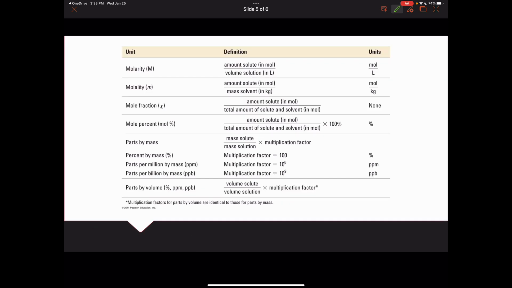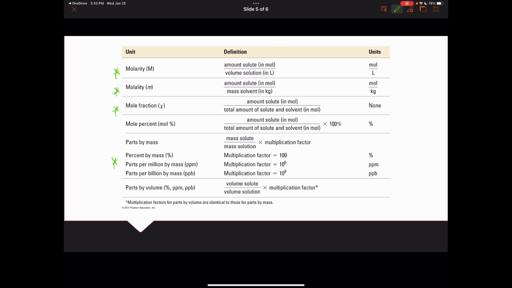So here on this slide, we've got a chart that summarizes different types of concentrations that you can encounter. There's some that we haven't talked about. They're just thrown in here because there are other possibilities you may come across. But we've got their units, their definitions. Again, what you guys will be responsible for is the molarity, molality, mole fraction, and parts by mass.